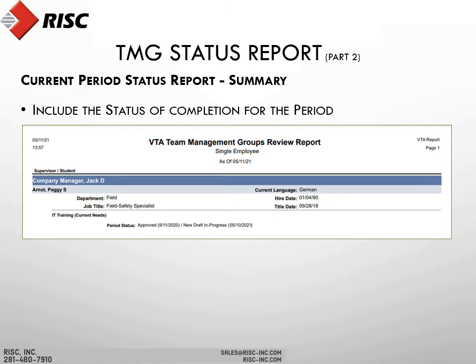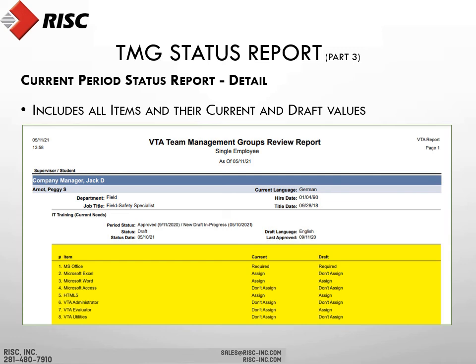The summary version includes the primary supervisor responsible for submitting approvals, the student and their basic profile details, the name of the TMG and TMG period, and the assessment status for the period. The detail version will include all TMG items with their current and draft values.